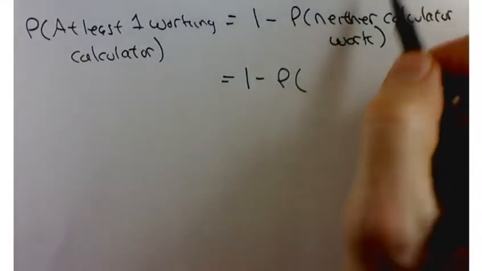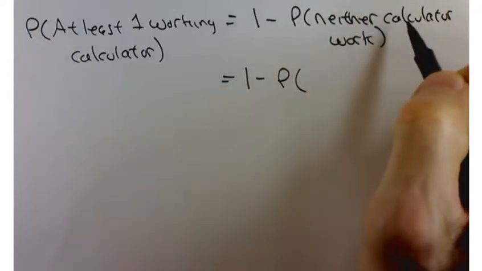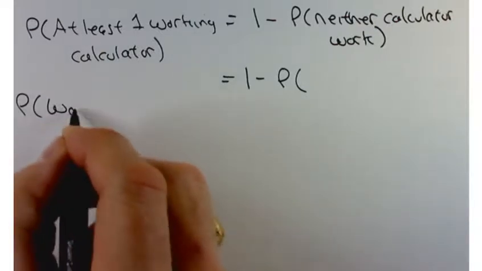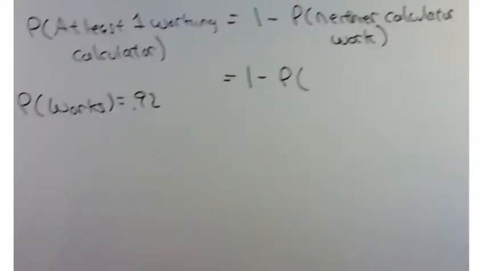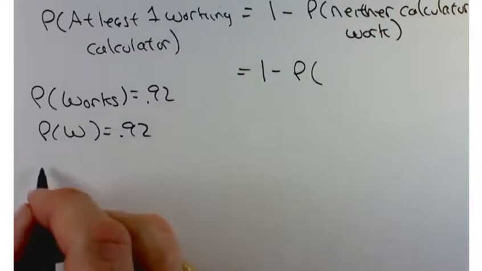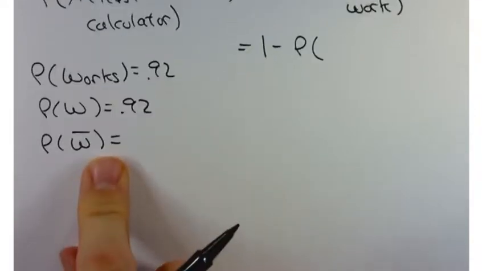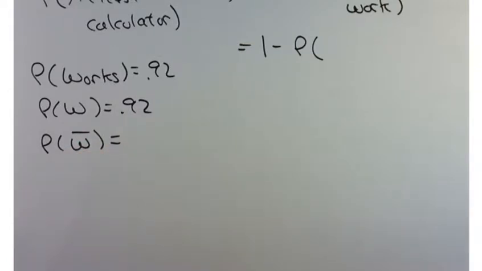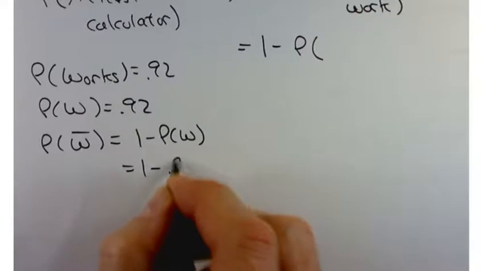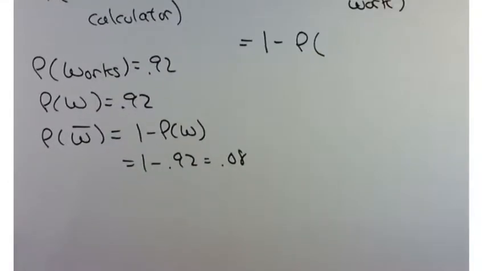So what kind of notation should we give ourselves here for the event that one of the calculators doesn't work? Yes, we're going to assume that the probability that a calculator works is 92%, or let's call the probability of W equals 0.92. What do I mean by this? Probability of W bar, the probability that it doesn't work. Stacy, what's the probability that it doesn't work? 8%. Remember, it's going to be 1 minus the probability that it does work, which is 1 minus 0.92, 0.08. That's the probability that it doesn't work.